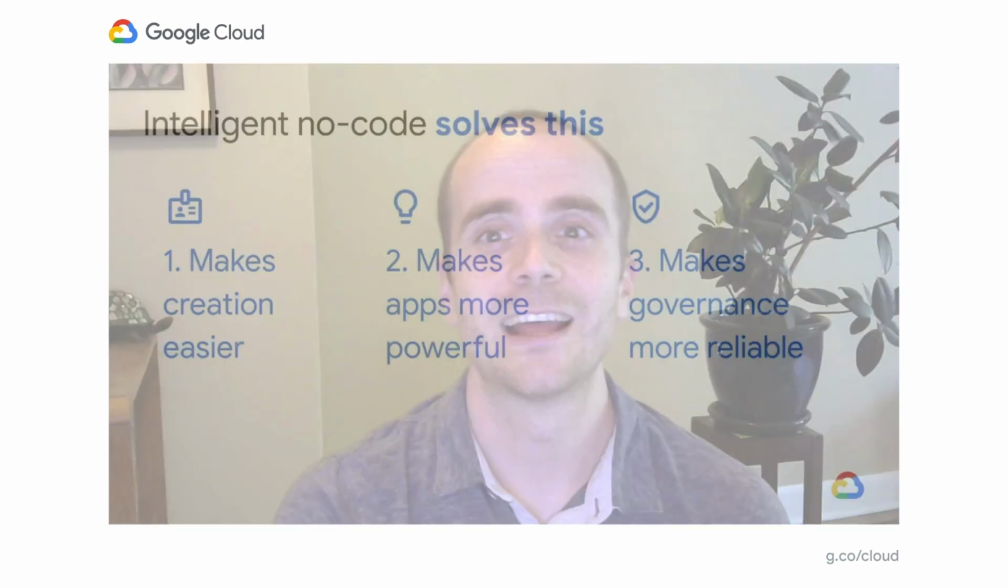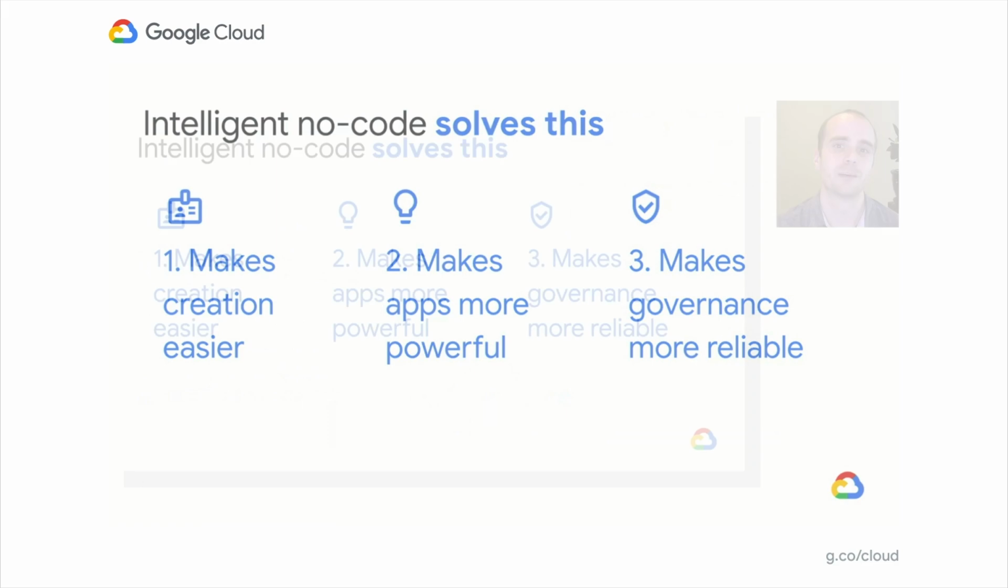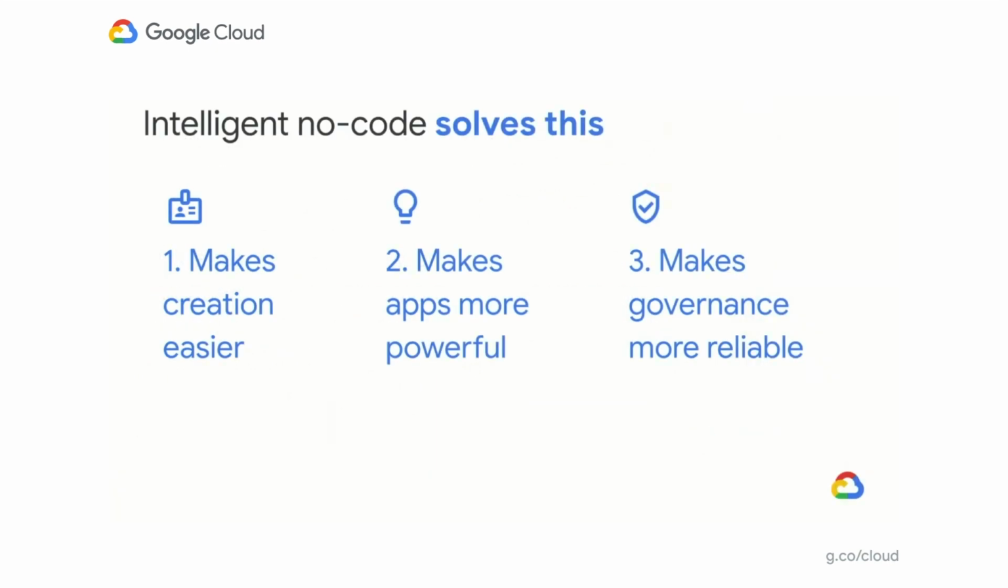So intelligent no-code platforms help solve this by enabling anyone to be that app developer, AI expert, no matter what their background is. So machine learning baked into the no-code platform helps in three ways. First, it makes app creation easier for the user by guiding them along the common pathways. Second, it makes the apps themselves more powerful and efficient by, say, automatically doing data entry for you. And third, it makes governance even easier and more reliable in the long term.